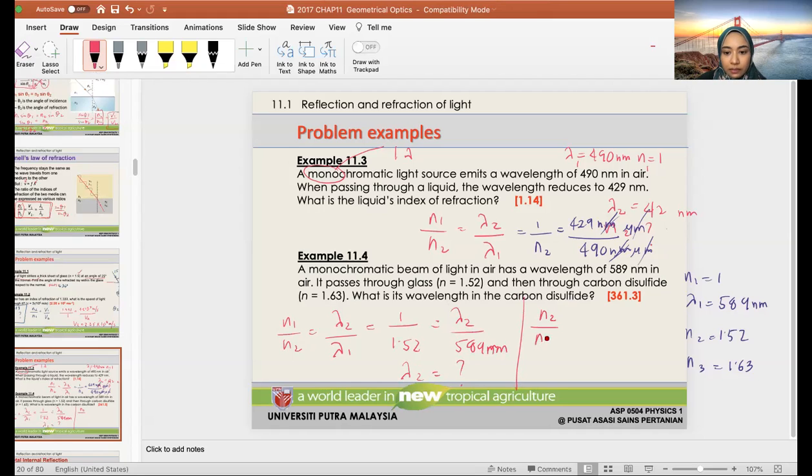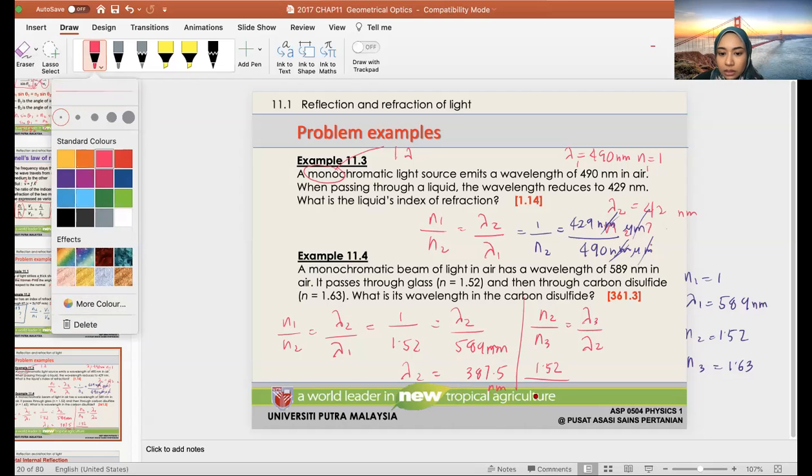N2 over N3, lambda 3 over lambda 2. Anyone? 387.5 nanometer, right? Nanometer, kan? Okay, 387.5 nanometer is your answer for lambda 2.